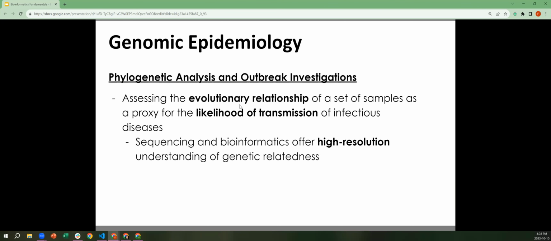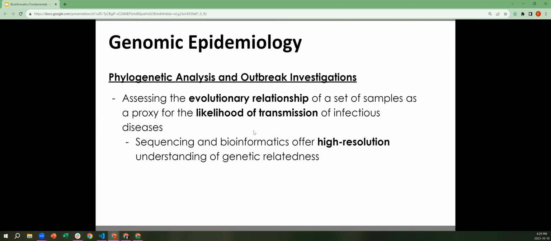So phylogenetic analysis for outbreak investigations is slightly different than for genomic surveillance activities. With an outbreak investigation, we're using the evolutionary relationship of a set of samples as a proxy for transmission. So the more closely related samples are genetically, the more likely it was that there was a direct transmission event between these two samples. And typically, based on shared SNPs between core groups of samples in an outbreak investigation, we can identify the directionality of these transmission events. We can infer the directionality.